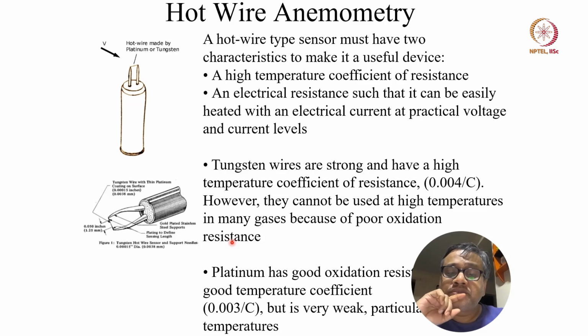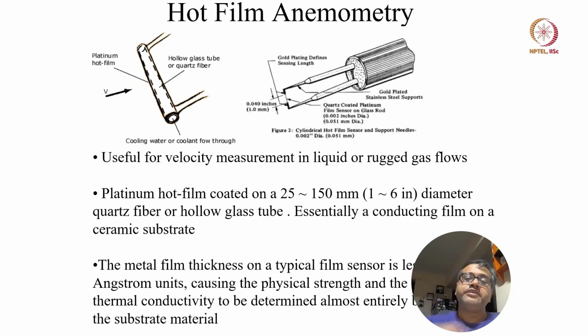So platinum has got good oxidation resistance, good temperature coefficient, but it is very weak, particularly at high temperatures. So these are the pros and cons of the different candidates that we can have. But the main part of the sensor is that wire, because that is the wire that is actually exchanging heat with the flow, and that is what will give you the velocity measurements. So it is thin, it is high aspect ratio, and it is usually made out of tungsten or platinum, keeping in mind what kind of flow situations you are dealing with.